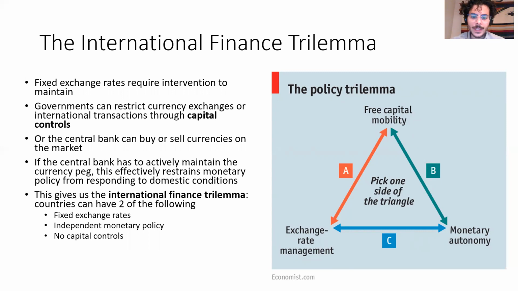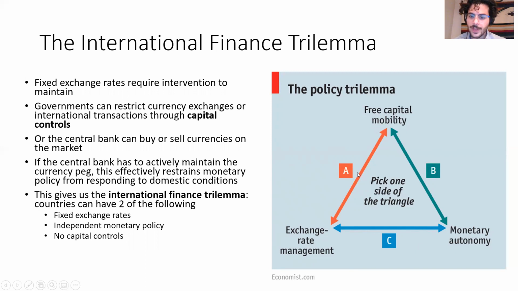And so this leads to what's called the international finance trilemma. Basically, we have these three policies, and countries can have, at most, two of them. You can have no capital controls, or free capital mobility. And if you have no capital controls and you have a fixed exchange rate, then you can't have monetary autonomy. You can't have an independent monetary policy.